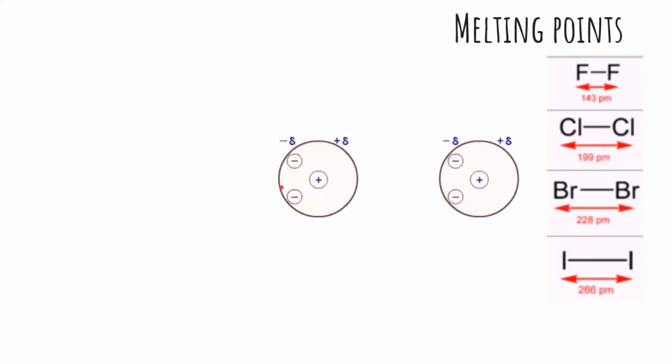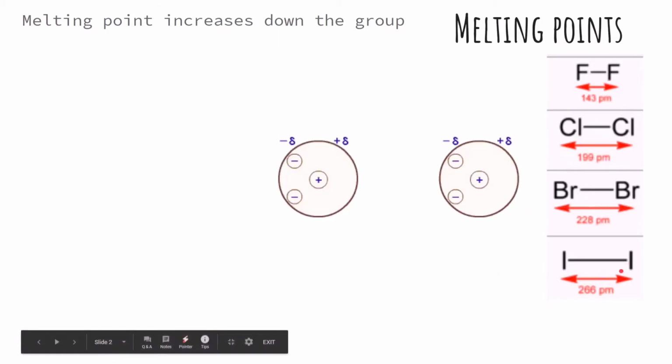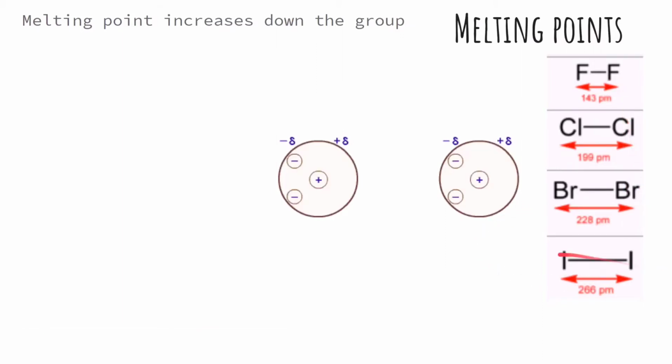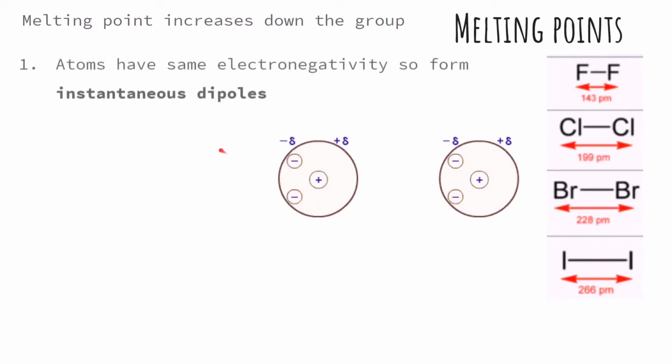So, the melting points of the halogens. The melting points of halogens increase going down the group. So this means fluorine has a lower melting point than chlorine, and iodine has the highest melting point of these four halogens. And this is because in the diatomic molecules that the halogens form, because they are made of the same atoms, they have the same electronegativity. So this means that each atom attracts the bonding electrons equally.